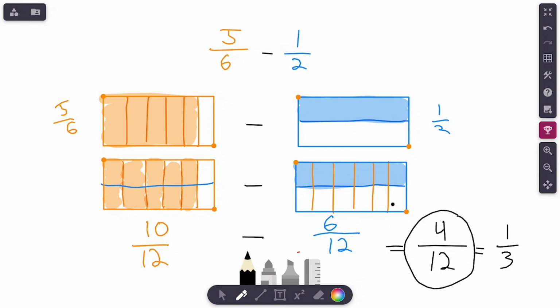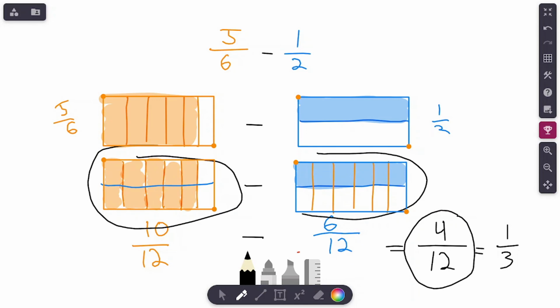How did we get this? Why did we get this? We got this because the denominators were different. They weren't the same. So we had to find common denominators. And that's how we got this model. And that's how we got this model. We found that the denominator 12 was a common denominator.